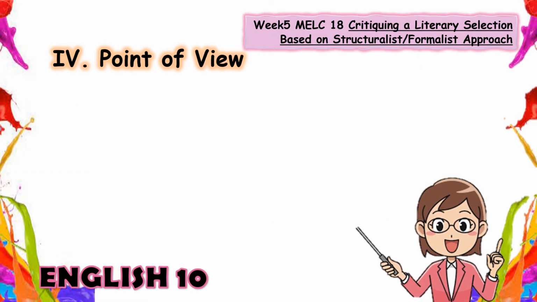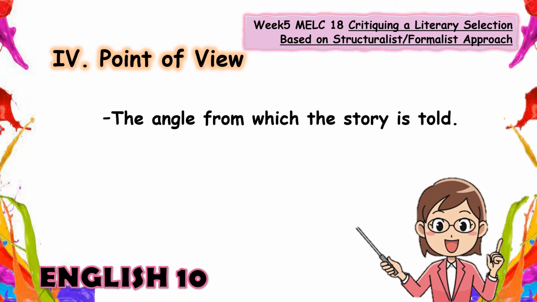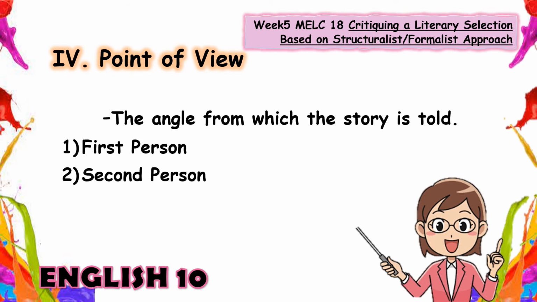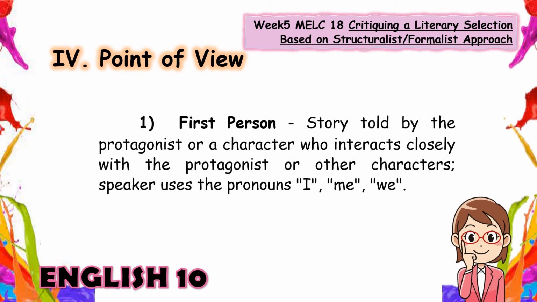Another element is the point of view, the angle from which the story is told. We have first person, second person, and third person. First person point of view is a story told by the protagonist or a character who interacts closely with the protagonist or other characters. The speaker uses the pronouns I, me, or we.